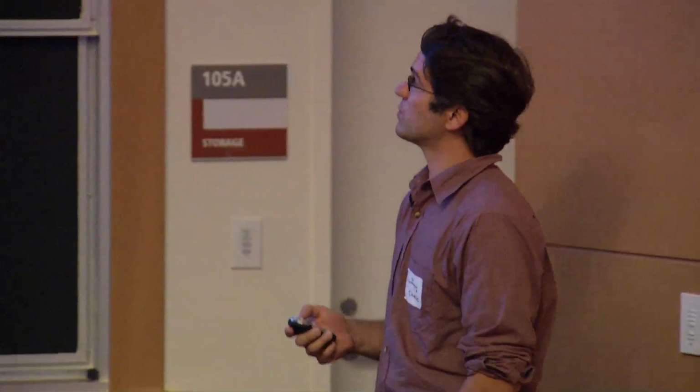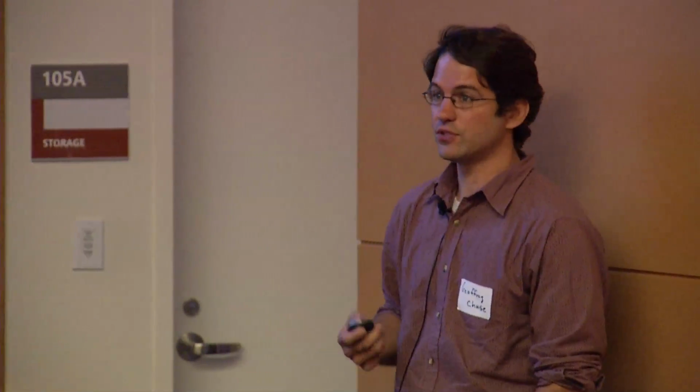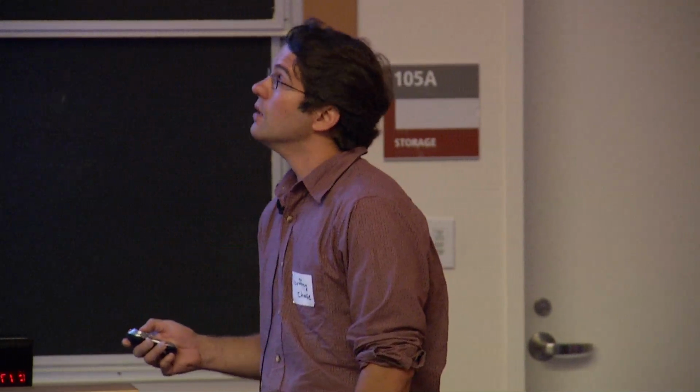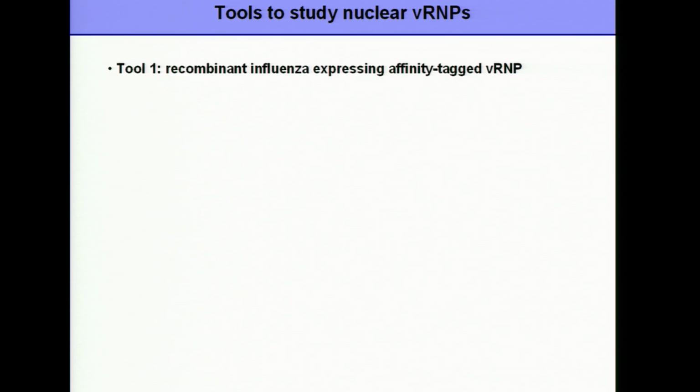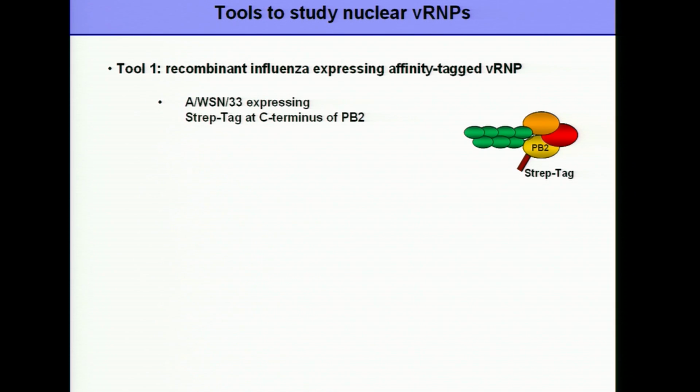So to kind of subvert some of these problems, our lab has developed two tools over the last few years to study nuclear vRNPs. First tool is a recombinant influenza virus, which expresses an affinity-tagged vRNP. So the way this works is we take the lab strain of influenza called WSN, and we've genetically fused a strep tag to the C terminus of the PB2 subunit of the viral polymerase complex.